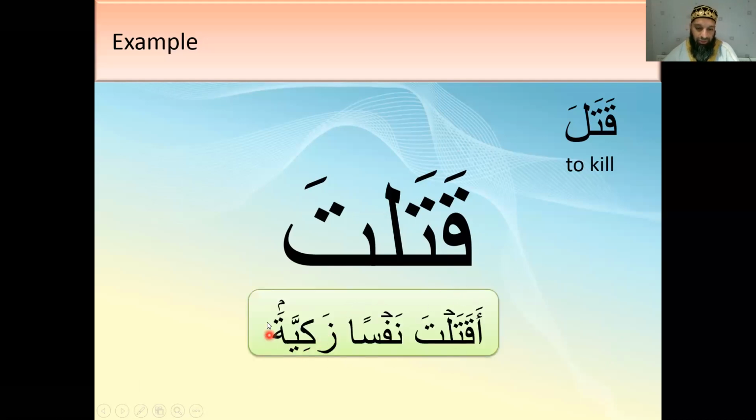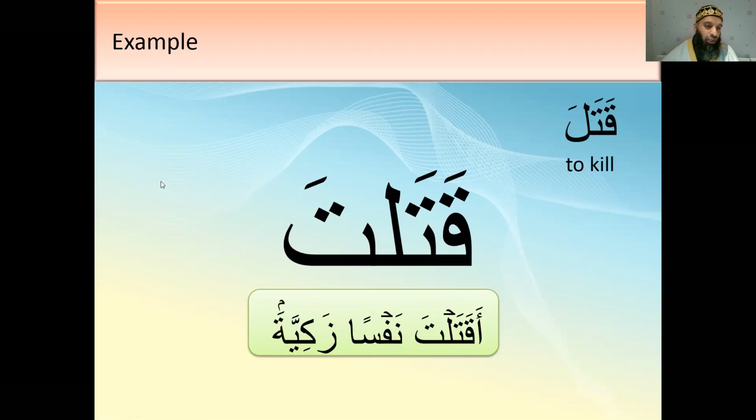So this comes in the Quran. Qatalta. But there's something before it: A qatalta. This "a," when it comes in front of a verb like this, means a question. So a qatalta, did you kill? Nafsan, soul. Zakiyatan, pure. Did you kill a pure soul? So someone is asking a question.